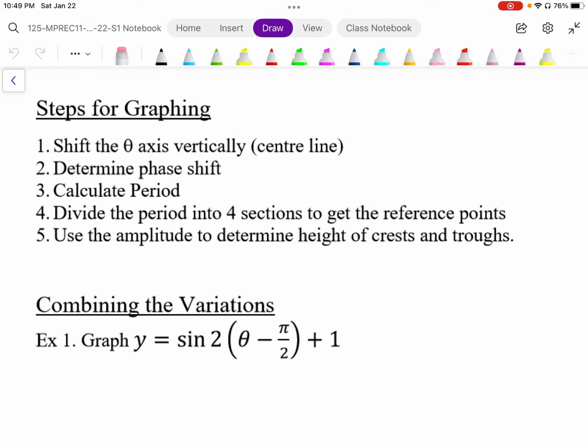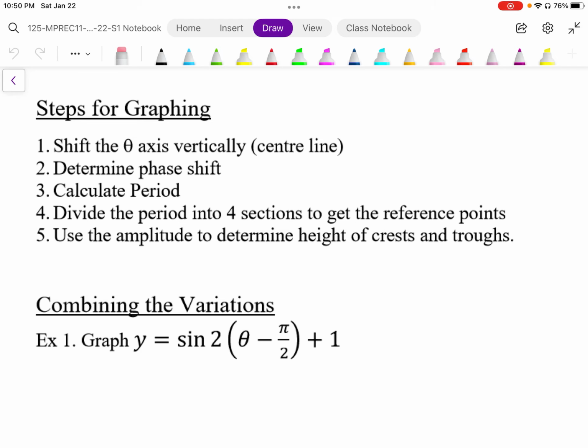When we're graphing multiple variations, I've outlined some steps that we can follow to do this. The first thing we probably want to do is figure out the vertical center, the middle line, the horizontal line that represents the center of the graph. We want to then determine the phase shift to figure out where we start, calculate the period, and then find the end position based on the period. Divide it into the 4 quadrants. We can do that by half and half. And then we can use the amplitude to determine the max, the middle, and the bottoms, or the crests and troughs.